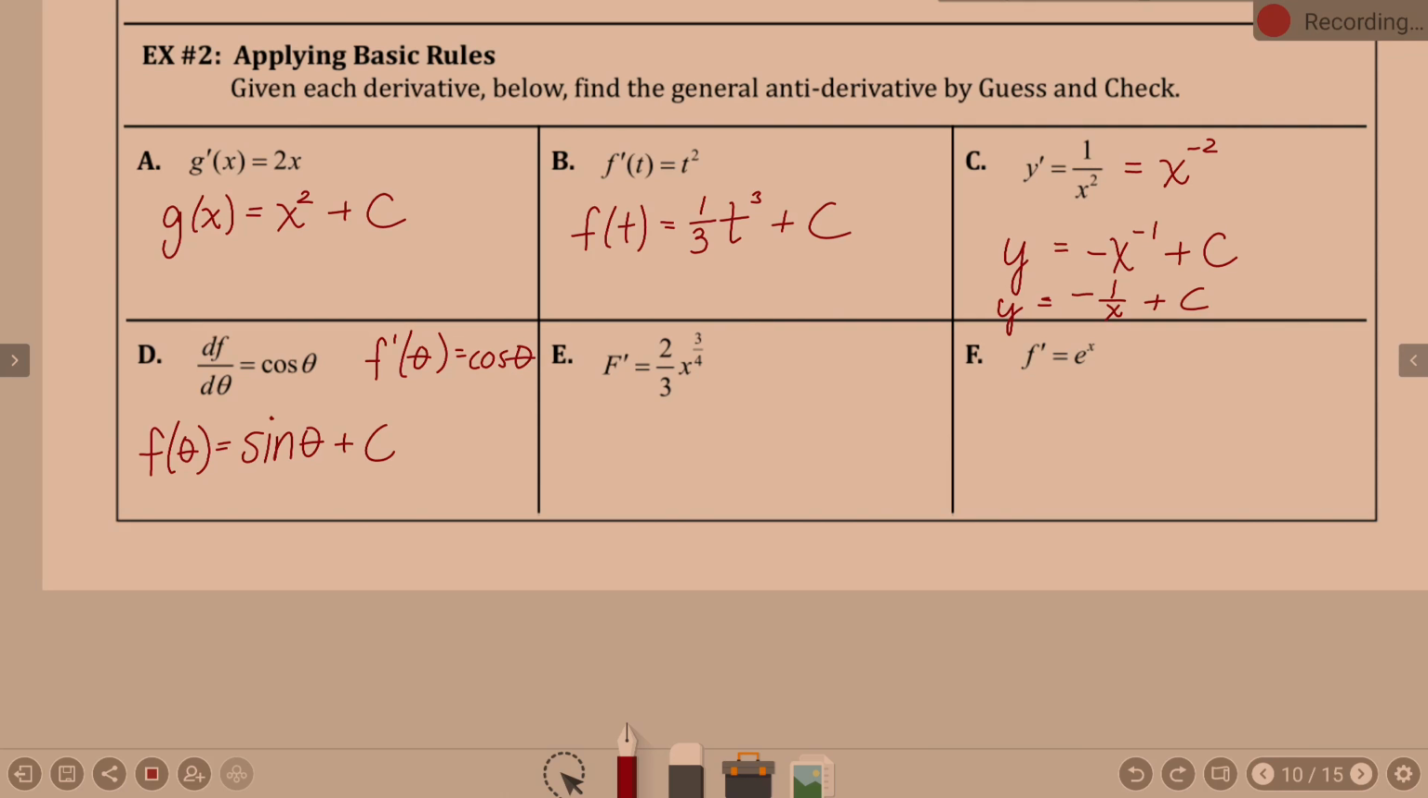Probably the challenge on the paper. F prime equals 2/3 x to the 3/4. So our job is to find F. We're talking about the next one. We'll start with the easy part. X to what power? 7/4, because we're going to have to add 1, yes? Because we're taking the antiderivative. So when you add 1 to 3/4, it's 3/4 plus 4/4, which is 7/4. Is everyone at least there? Yes. That's the easy part to figure out, yes?